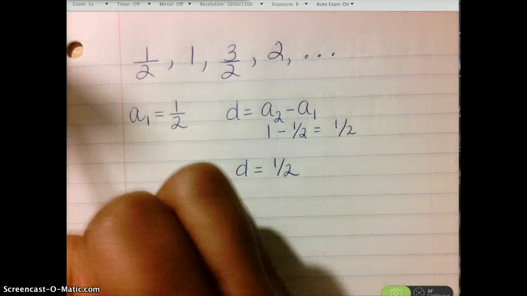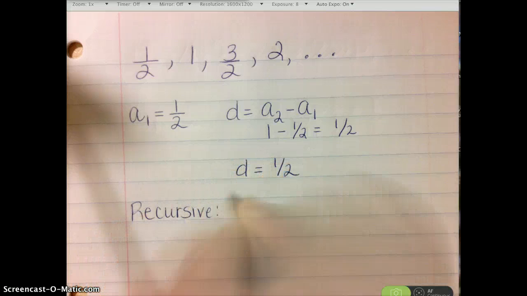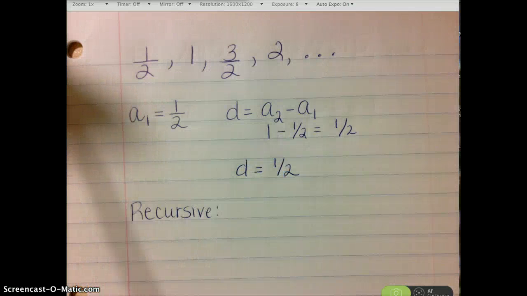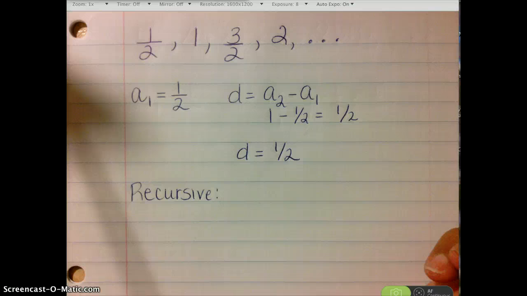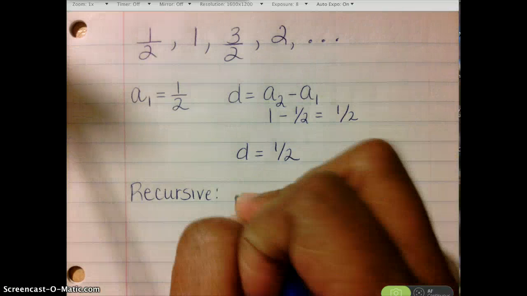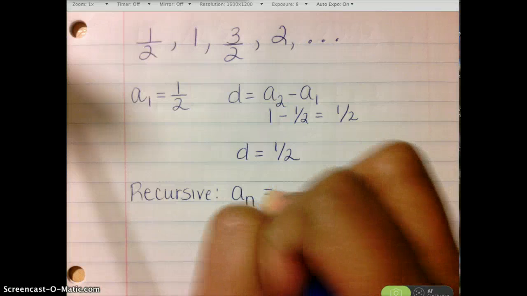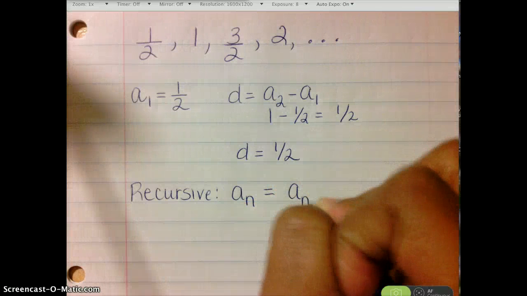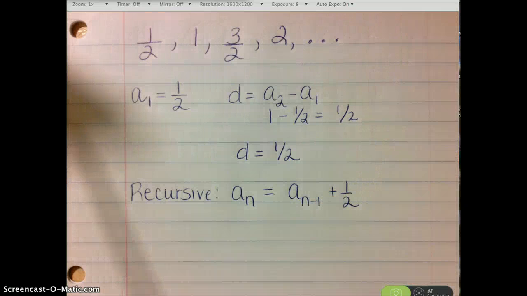So the recursive formula is written in terms of the previous term. In your notes, we know that the previous term is annotated using a sub n minus 1. So for your recursive, the current term is equal to the previous term plus 1/2. That's your recursive formula.